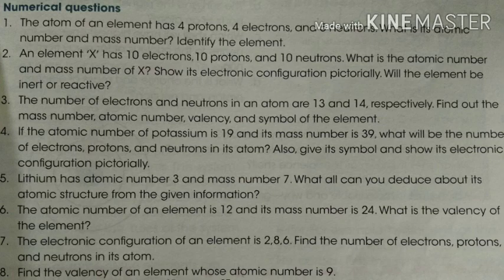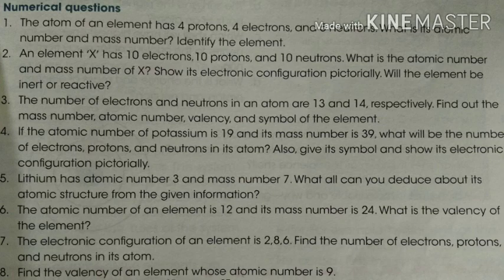The number of electrons and neutrons in an atom are 13 and 14 respectively. Find out the mass number, atomic number, valency and symbol of the element. The number of electron is given as 13 and neutron 14. So its atomic number will be 13 because atomic number is equal to number of proton. Number of proton is in turn equal to number of electrons.